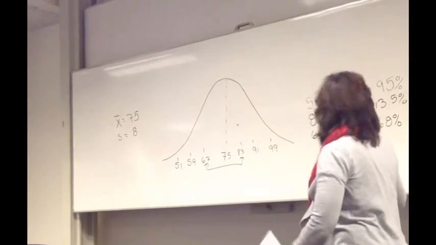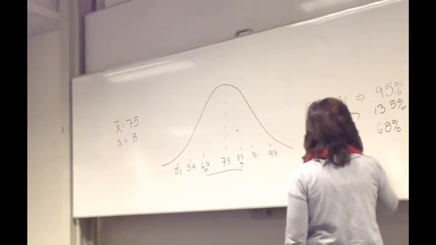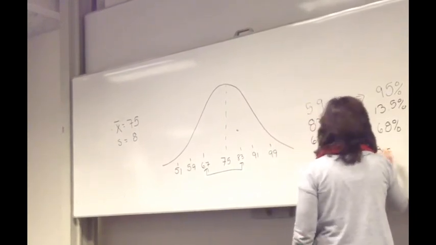So we know that if 50 students took it, we multiply 50 times 68% to get what?